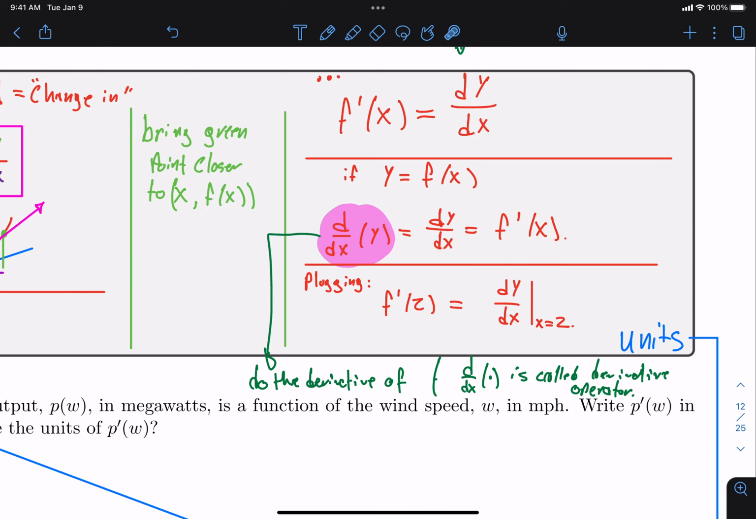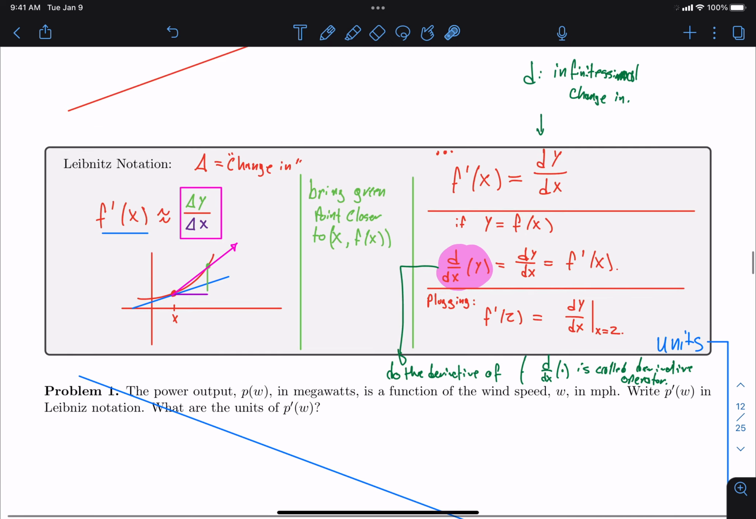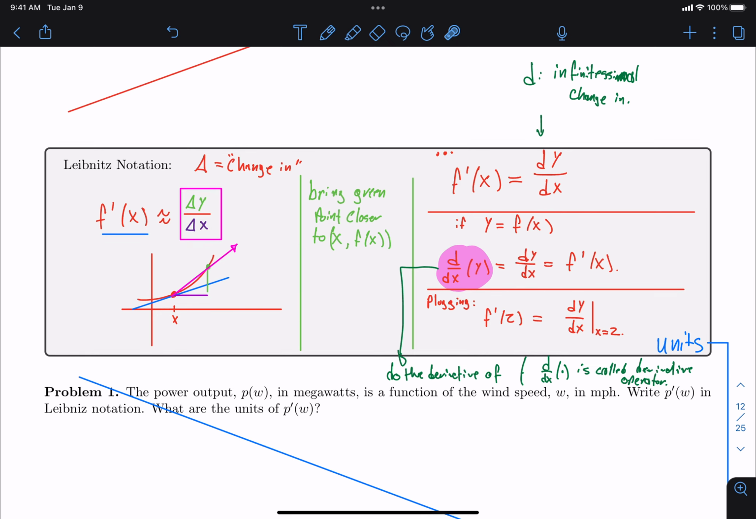All right, so one more thing about Leibniz notation is, how do we plug in numbers? We can plug in numbers to f prime of x really easily. We just put a 2 where the x was. For dy dx, we write dy dx, and then we do a little bar. At the bottom of the bar, we put the number which we're going to plug in, which is x equals 2. So the way this reads is dy dx evaluated at x equals 2. Any questions about Leibniz notation so far?